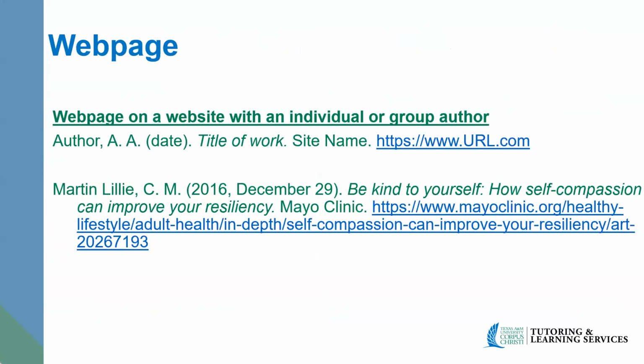Here's how you'd format a web page. So this is how you would do a web page with an individual author or perhaps a group author. Again, just plug in all the same info, the author's name and their initials, the date, the title of the work in italics, the site name, and then you would put the URL on the end as well.